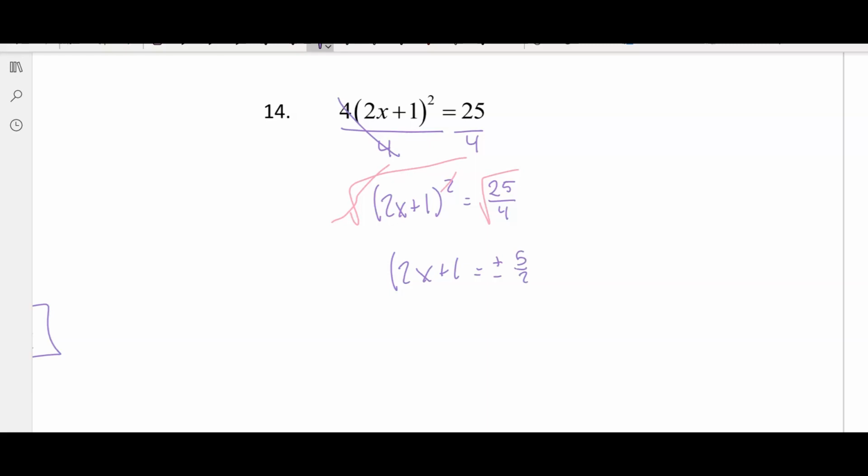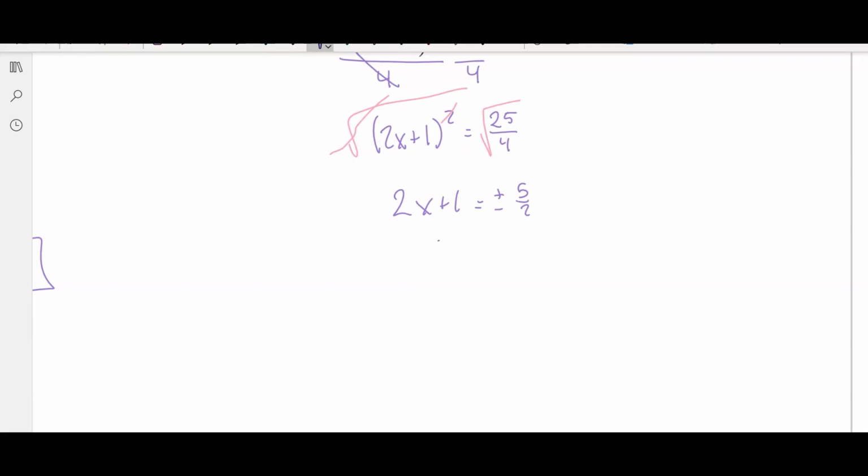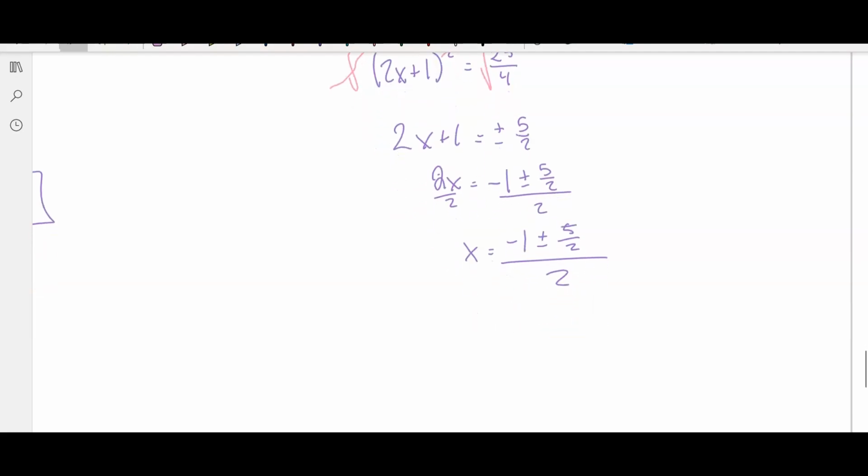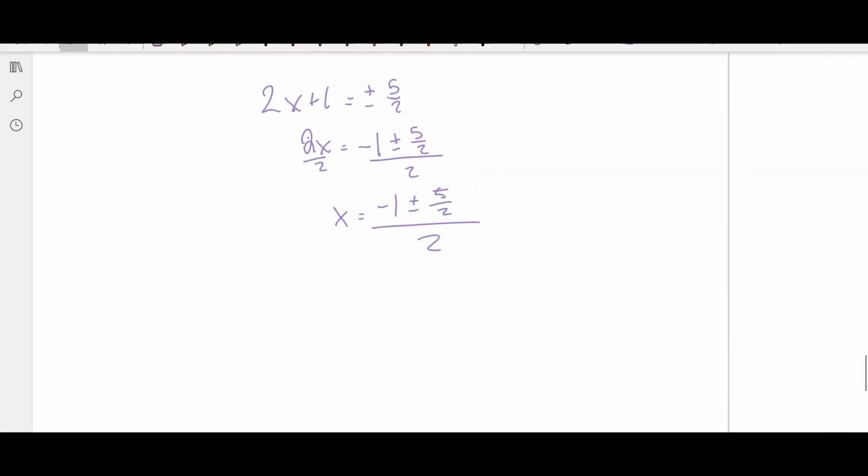Then from here, I'm going to go ahead and solve. Now, if it helps, there's two things that you can do, and I'll actually get rid of this parenthesis here. I'm going to just continue this one by going 2x equals minus 1 plus or minus 5 over 2. Divide by 2 on both sides. X equals negative 1 plus or minus 5 over 2, divided by 2. And then from here you can simplify, putting this into your calculator or doing it by hand. But remember, you have a plus and a minus.